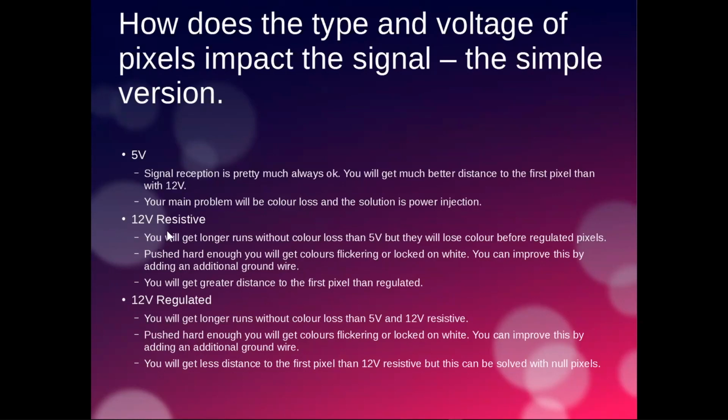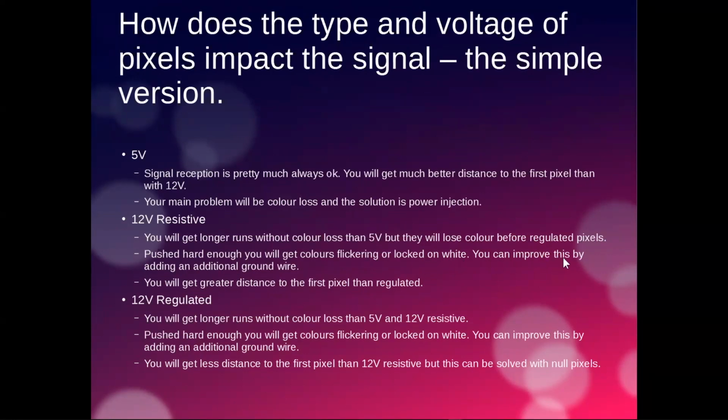There's two types of 12-volt pixels, and interestingly, they demonstrate different behaviors, and those behaviors are really easy to explain. So 12-volt resistive pixels are the older style pixels where they use a resistor to drop the voltage down to 5 volts to drive the 2811 chip. Generally speaking, you will get longer runs without color loss with 12-volt pixels, and that's universally true. Because you've got the 12 volts, you can run it a lot further before the voltage falls to a point where the pixels start to lose colors. But 12-volt resistive pixels will lose color before the regulated pixels. You won't get to drive them quite as far as a regulated pixel. If you push them hard enough, you will get colors flickering or locked on white, okay?